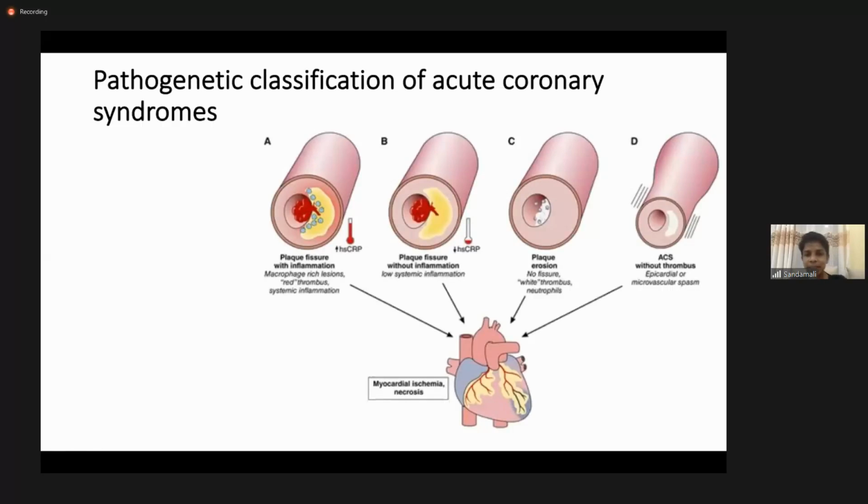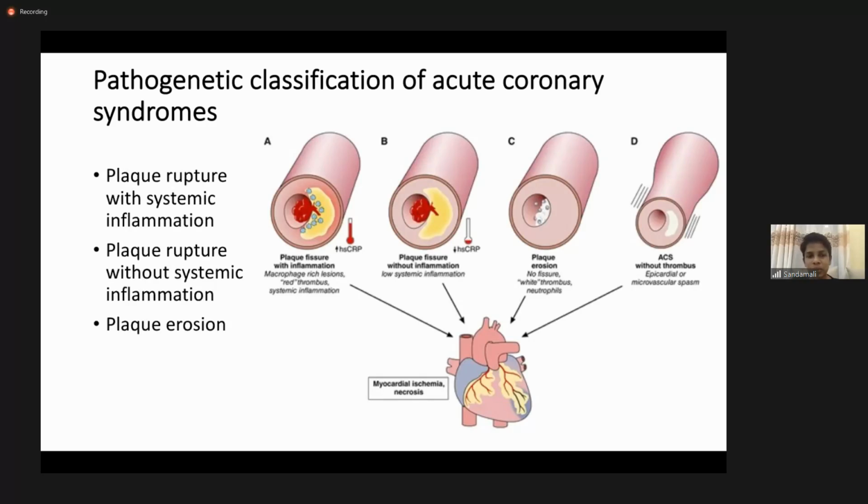Just to recap on pathogenesis of acute coronary syndrome, you all know most of the time it occurs due to atherosclerotic plaque disease. Because of either plaque rupture or erosion, there can be thrombus formation inside the artery. If the total circulation is cut off, then you get ST elevation MI. If the occlusion is partial, you get non-ST elevation MI. Even without thrombus formation, you can get acute coronary syndrome. Most of the time it is due to coronary artery spasm.